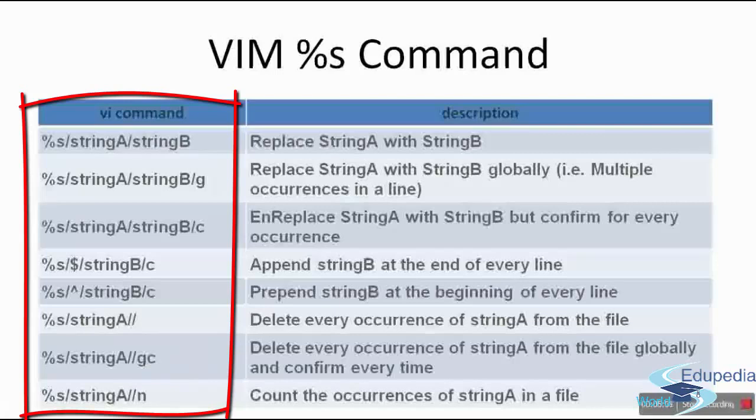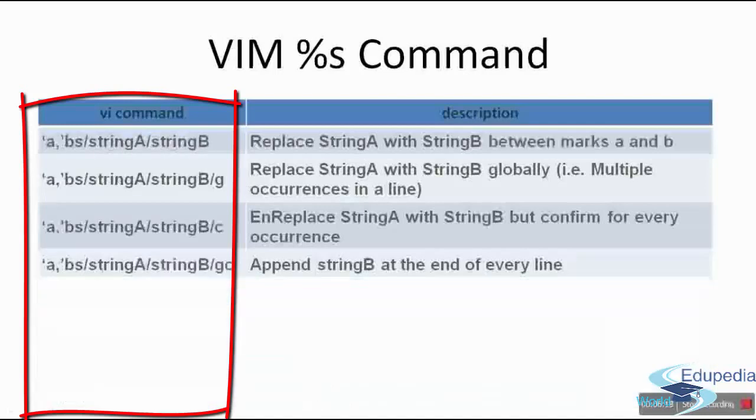Similarly, if you want to count the number of occurrences of string a in a file, which is not globally, it will only count one per line. So you can do it this way: string a forward slash n, and it will tell you how many occurrences of string a occur in that particular file. Now say you want to replace all the occurrences of a particular string within a particular area of the file, not throughout the entire file, you can use this variant of the command.